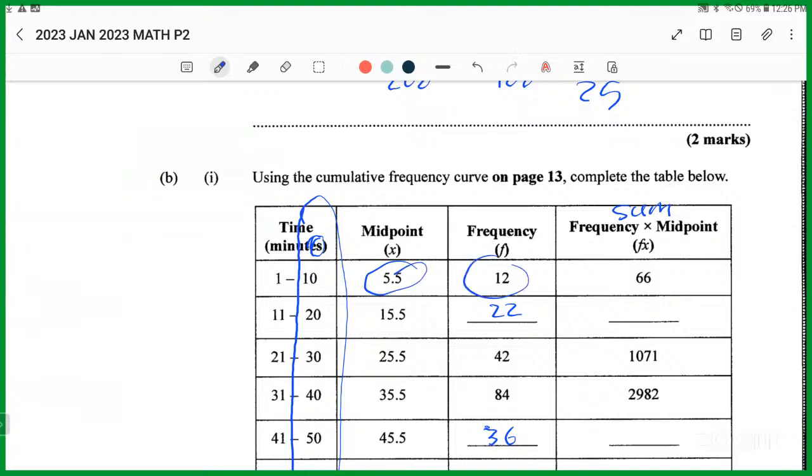5.5. Oh, that one worked out already. Working out 15.5 times 22. What are you getting for yourself? You multiply them. 15.5 times 22. So nobody got this one? How much? 341. What I'm asking, nobody got the 22 for there?